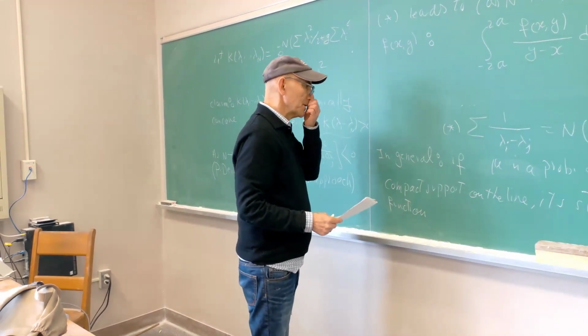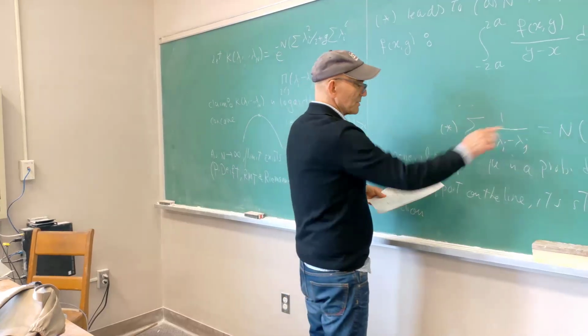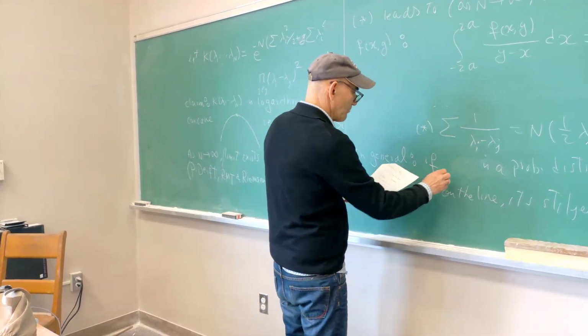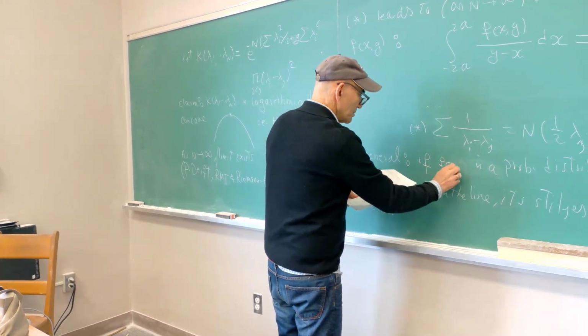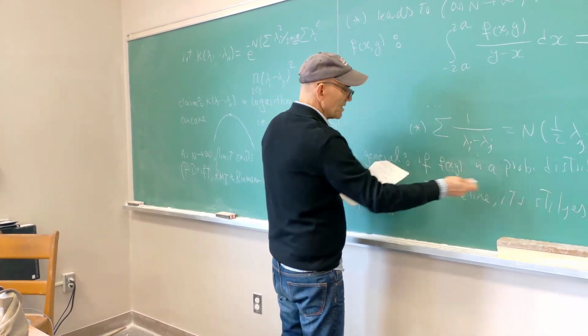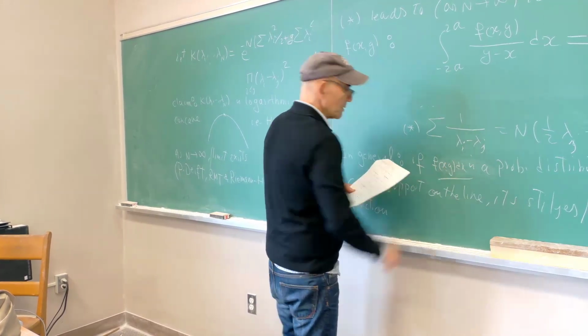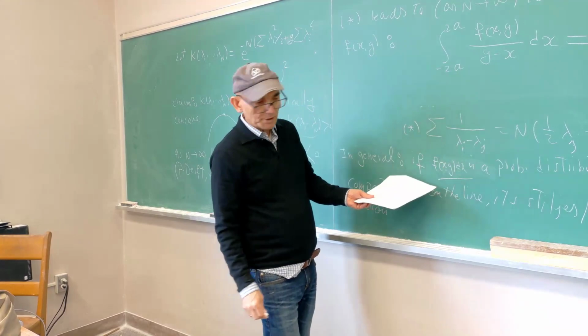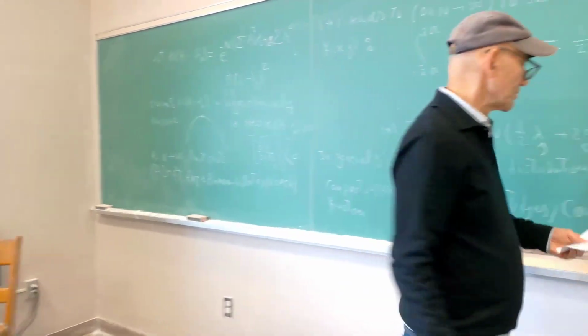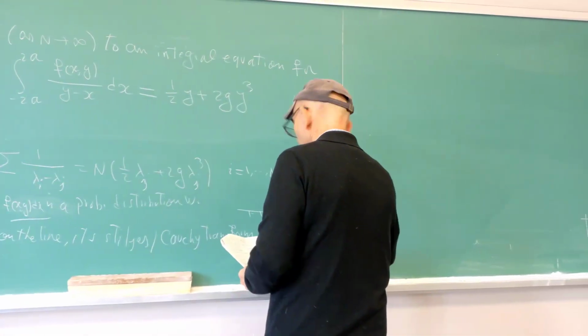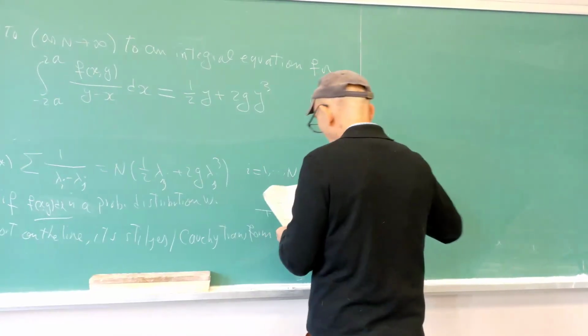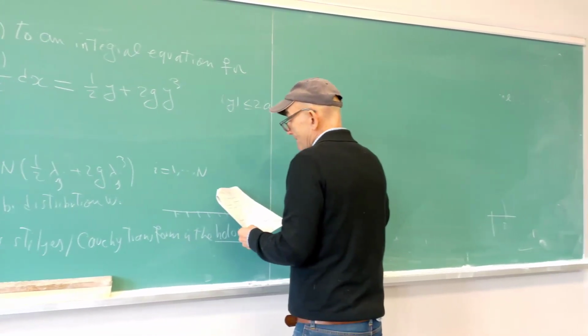Actually, instead of writing the general case, let me write the specific case that I have here, f of x and g. But the thing is very general, though that's okay. Let's just use it concretely. So imagine we have a probability distribution like this. Its Cauchy transform is the holomorphic function f of y.